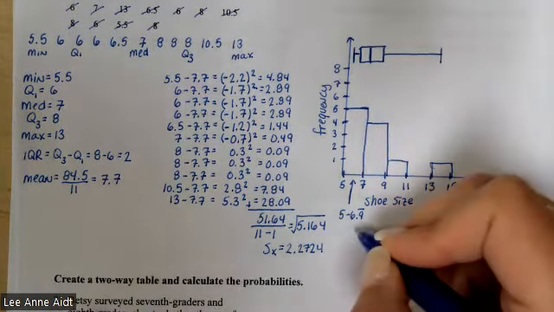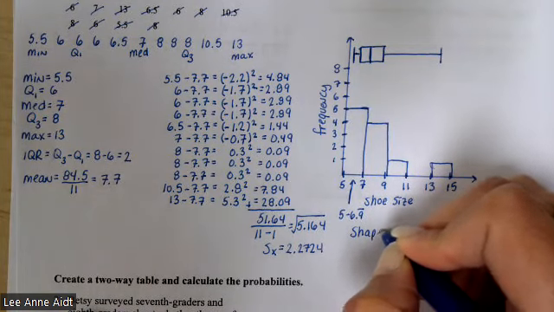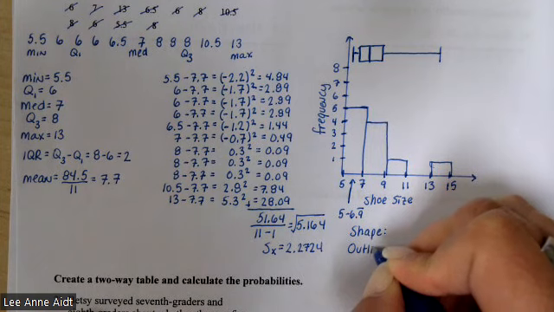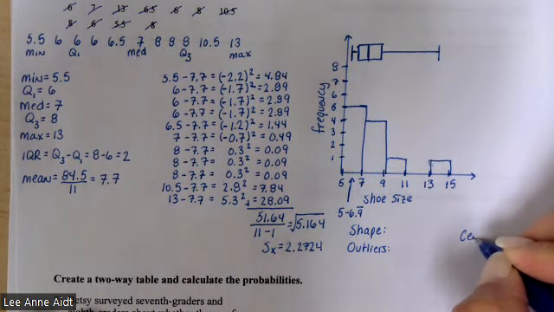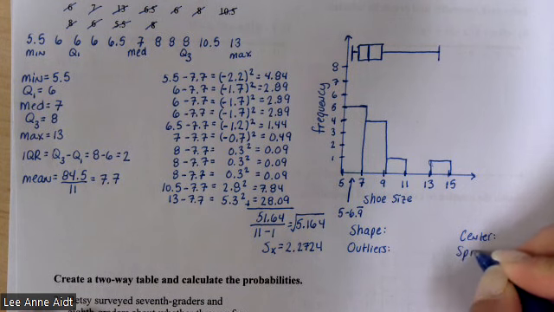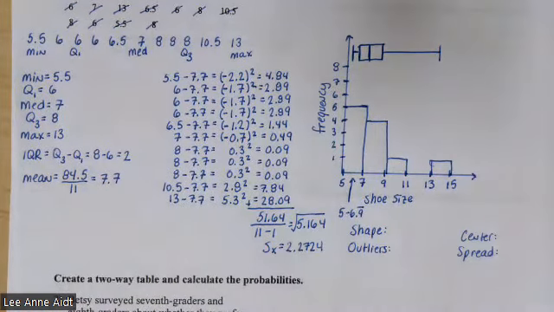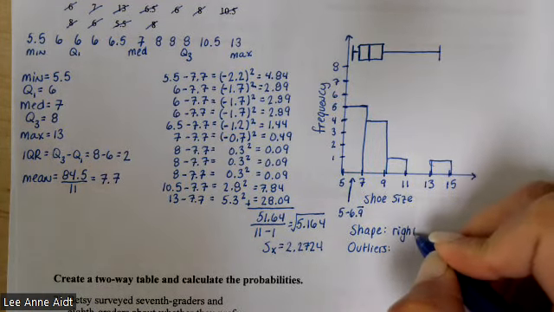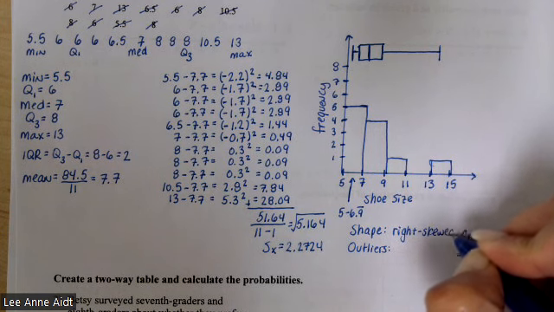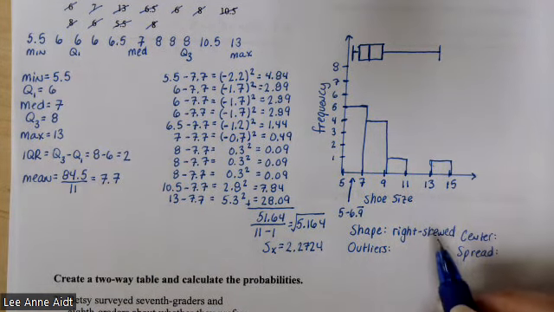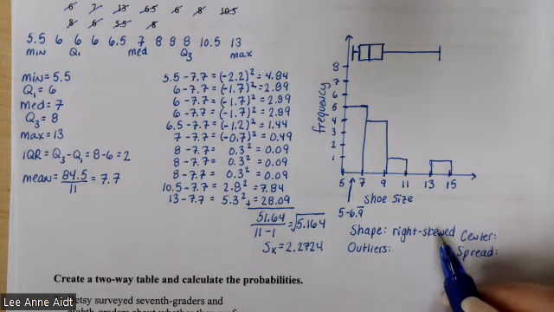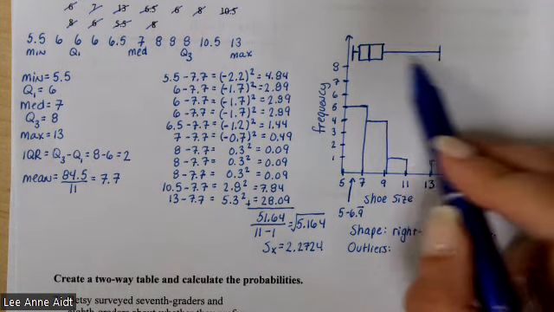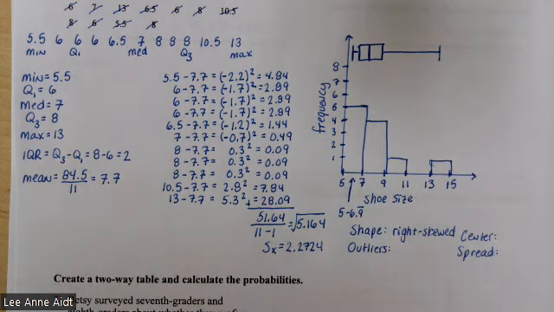Okay, last thing for this problem. Okay, what shape would you say this is? Right skewed. If you forget which one is right skewed and which one's left skewed, just take out the word skewed and put tailed, and then see which way the tail goes. Right tailed is the same thing as right skewed.